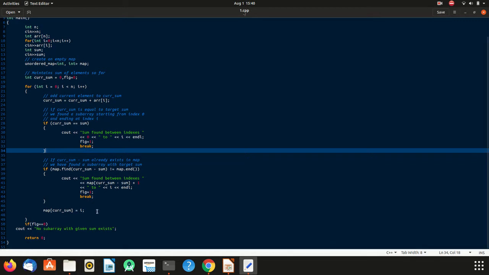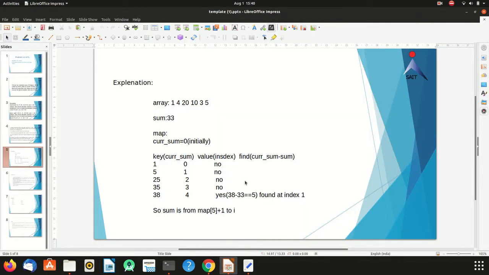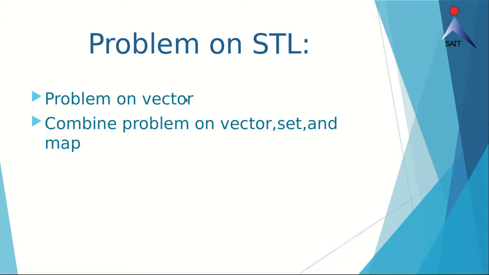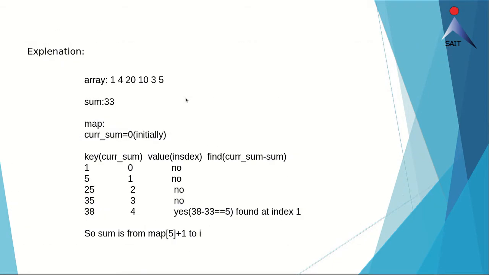If no, then no subarray with the given sum exists, that is one case. So we find the current sum minus sum. Here we are going to explain it. In this case, you may see that when we go to index 4, the current sum is 38, and up till now we have not found the sum, but at position 4, current sum minus sum is equal to the given sum.